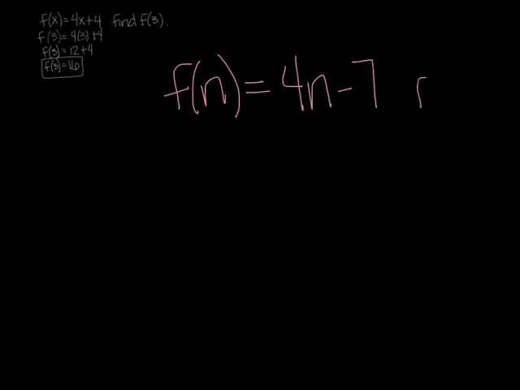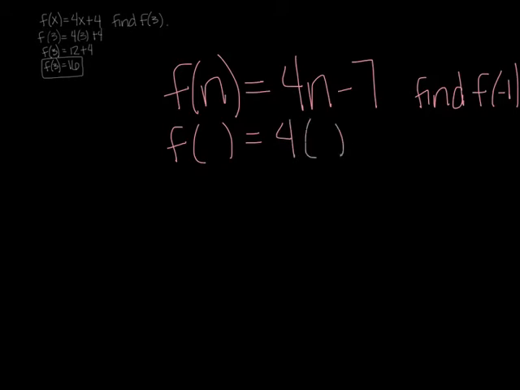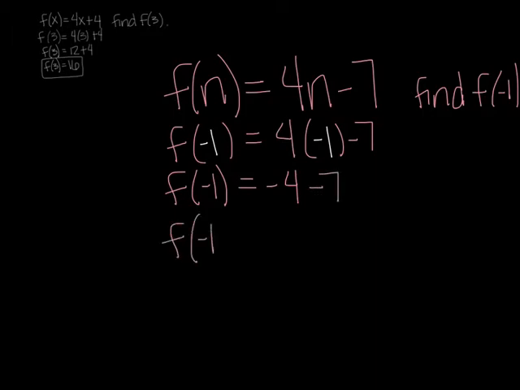And we are asked to find f of negative 1. So we have f of n, and everywhere I have an n currently, I'm going to plug in a negative 1. So f of negative 1 is 4 times a negative 1, which is negative 4. Bring down the minus 7, making f of negative 1 negative 4 minus 7, or negative 11.